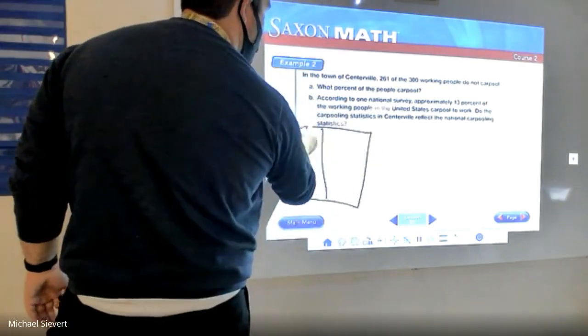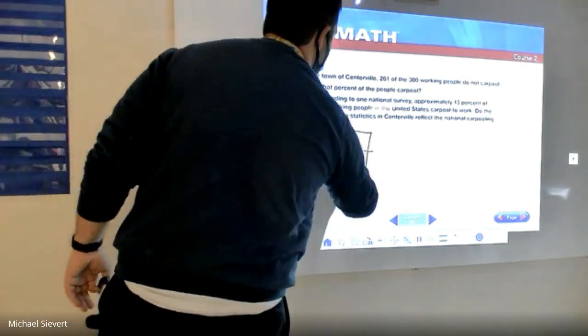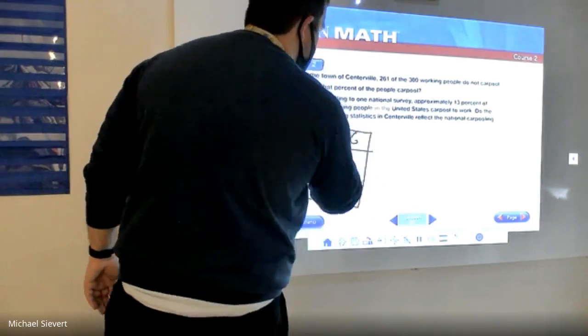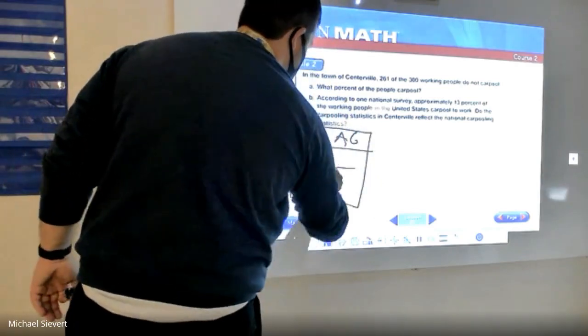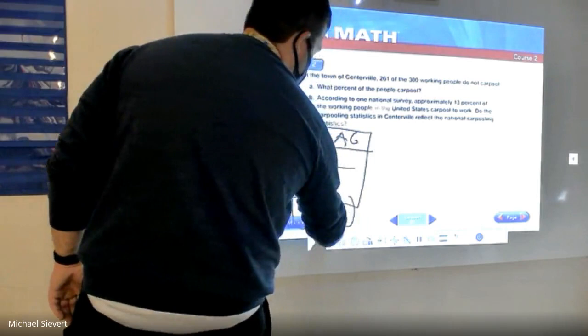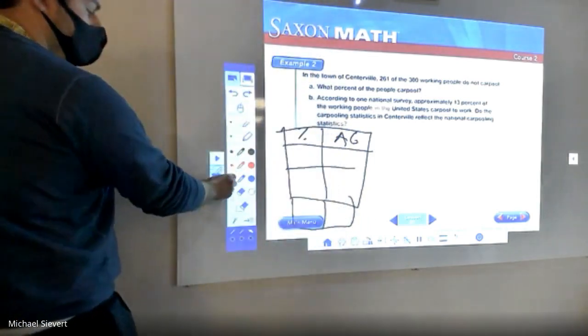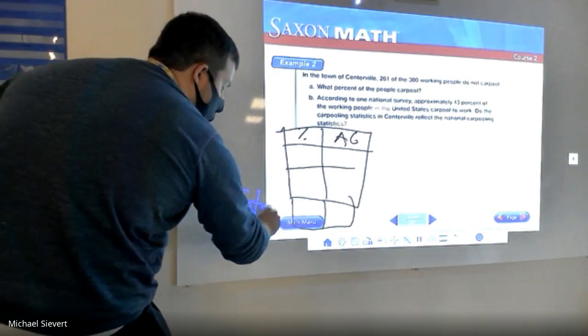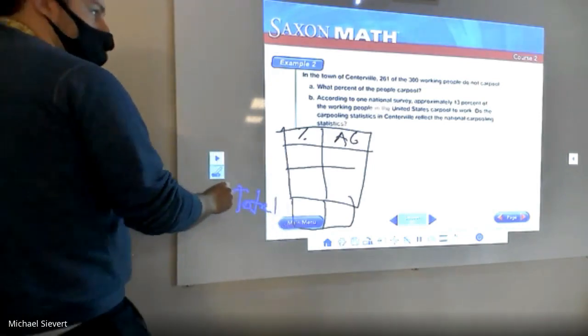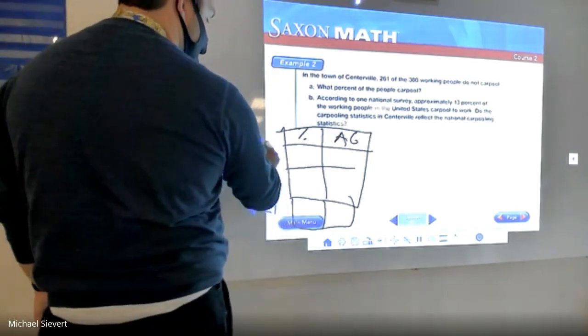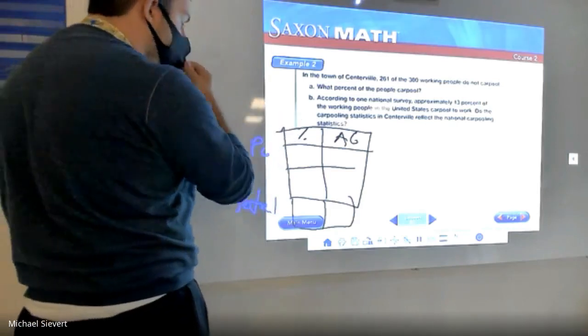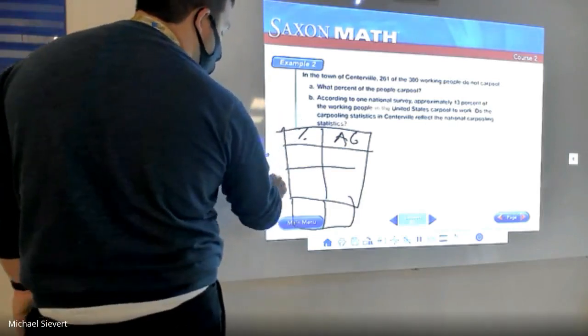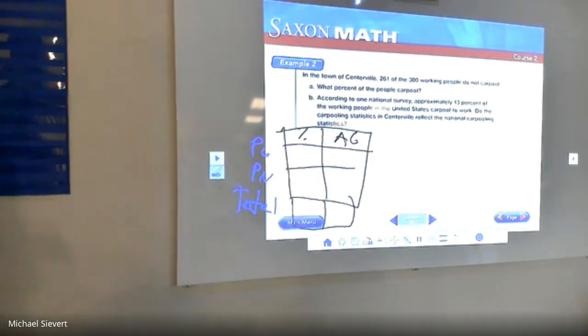We're dealing with percent, so one side has to be percent, and then one actually has to be the actual amount of people. Gotta make mine a little bigger. Let's go with total down here. And then let's go PC for people in the carpool and PN for people not in the carpool, okay? So we got PC, PN, and then the total.